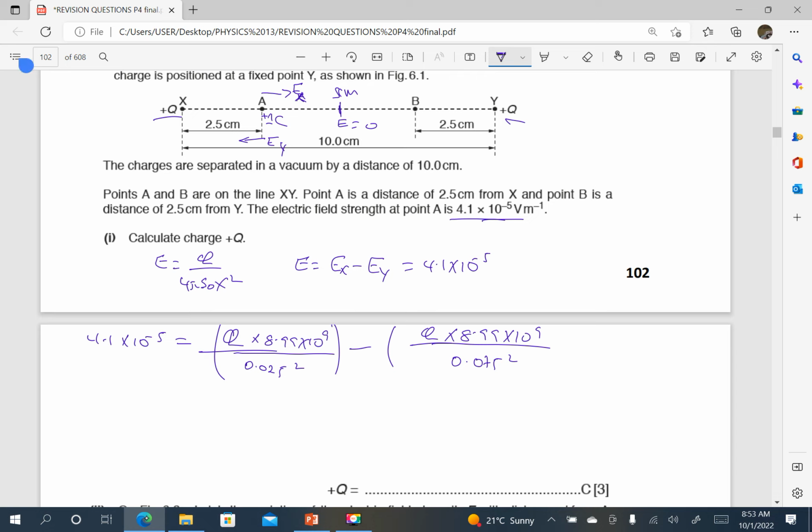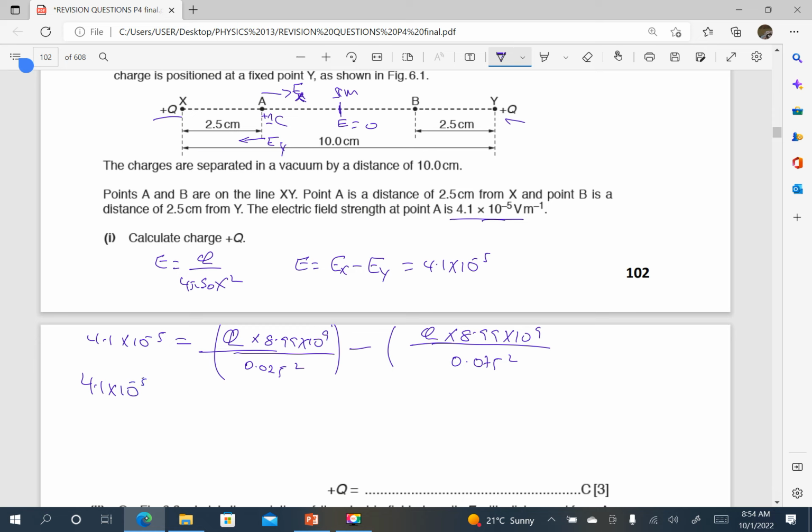So I am just going to make Q the subject from my calculator. I know Q times 8.99 is a common factor, so I'll just get in the brackets 1 over 0.025 squared minus 1 over 0.075 squared. I cross multiply, then I divide by 8.99 times 10 power 9. You can make Q the subject whatever way you want. But when I simplify this on my calculator, there's only one unknown, so just make it the subject. Or you factor it out. Anyway, let me do this.